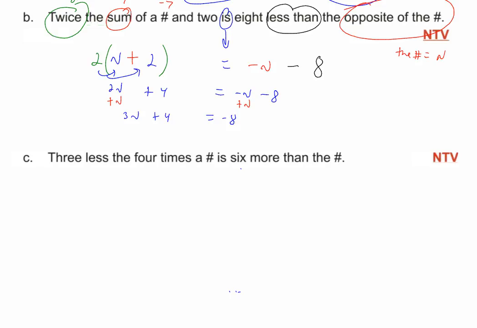Now it's down to, let's move things, add it to the variable first. Let's add a negative 4 to both sides. Now we have 3n equals 8 negatives and 4 more negatives is 12 negatives. And now we can do the shortcut, divide both sides by 3. And this answer is n equals negative 4.